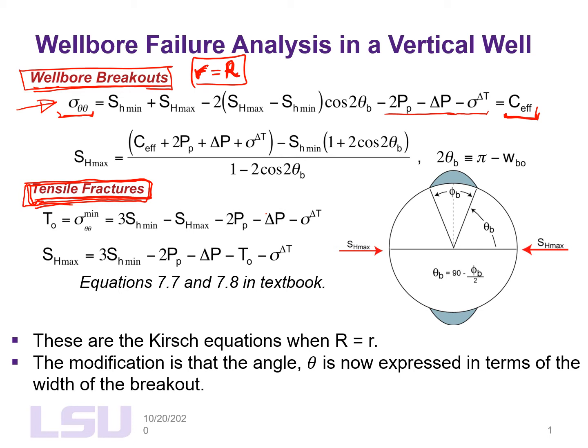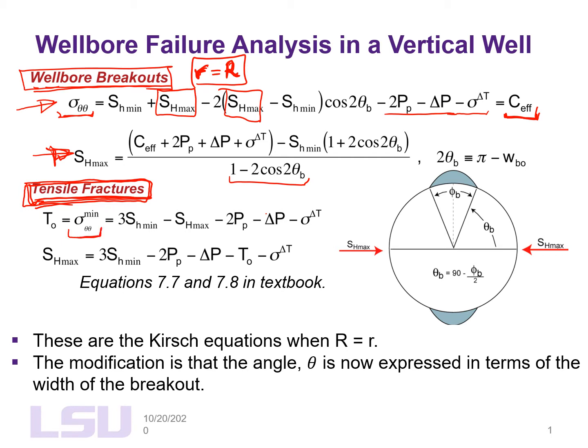And now we can make SHmax the subject of this equation. So transfer all the other terms to the right-hand side. Keep in mind SHmax also shows up here, which is why you're dividing by this value. And that gives you this expression for SHmax, right? We already talked about this before.